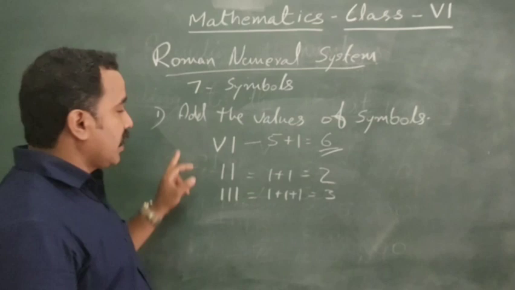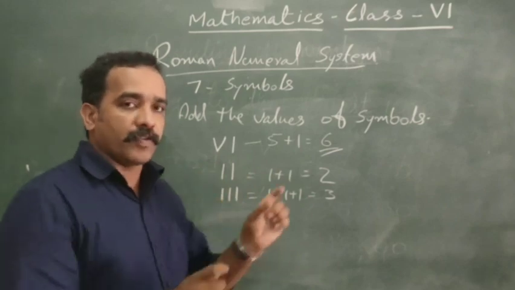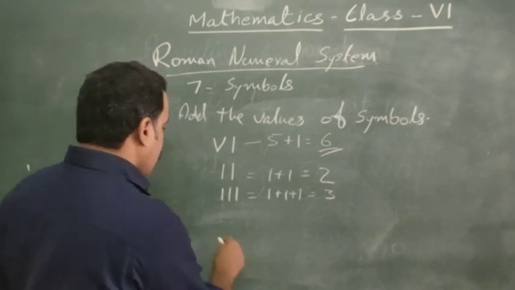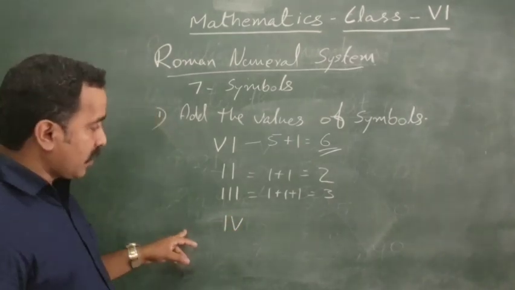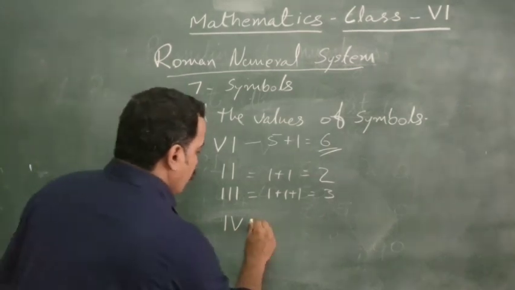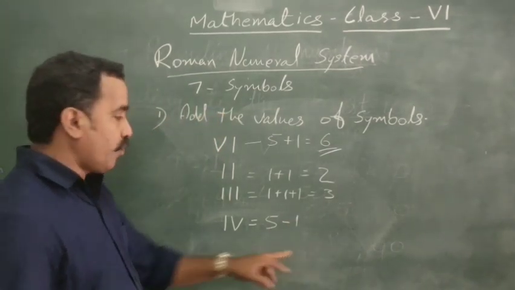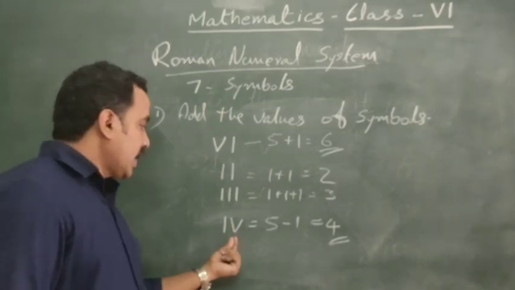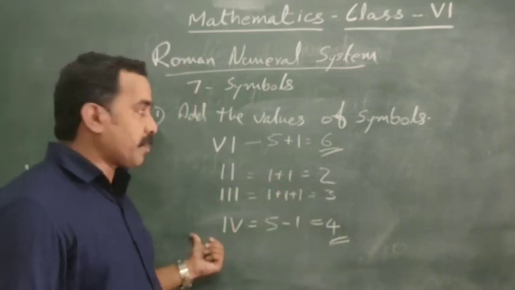So that is the second condition. If you are writing a small symbol on the left side of a big symbol, that small symbol's value will be subtracted from the big symbol. For example, to make 4, you write 5 and write 1 here. That means 1 is written on the left of the 5. So the value is 5 minus 1, which is equal to 4. Whenever we write a small symbol on the left of the big symbol, the value is subtracted.